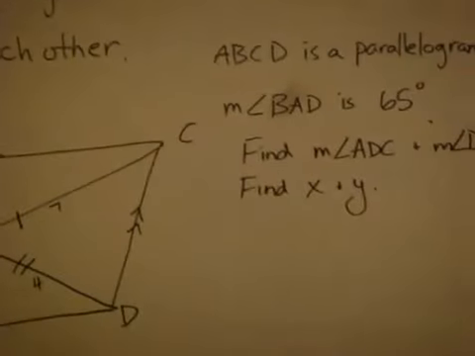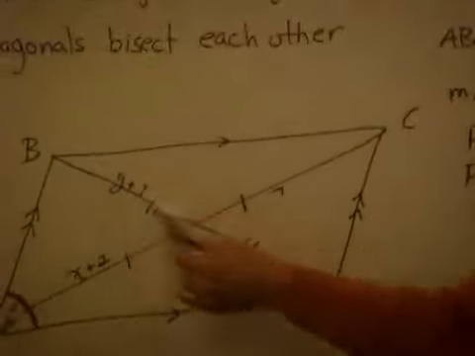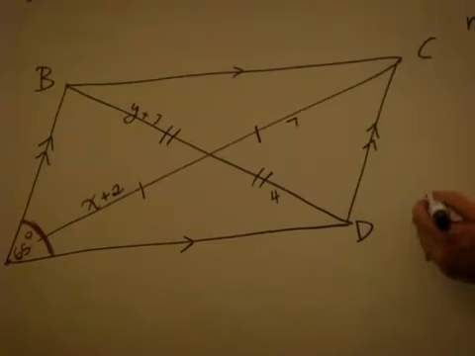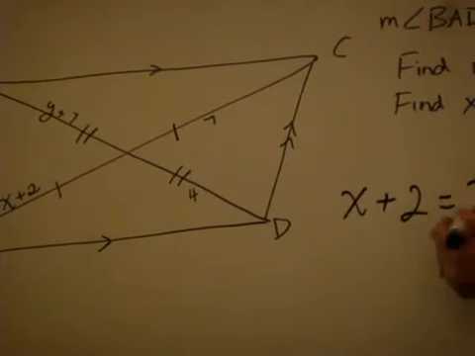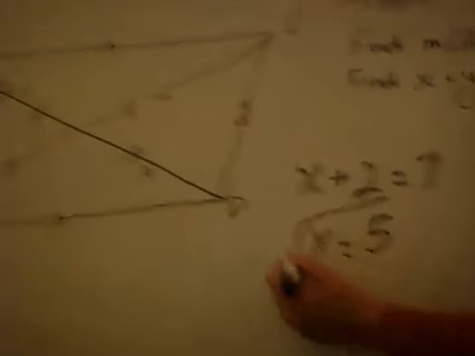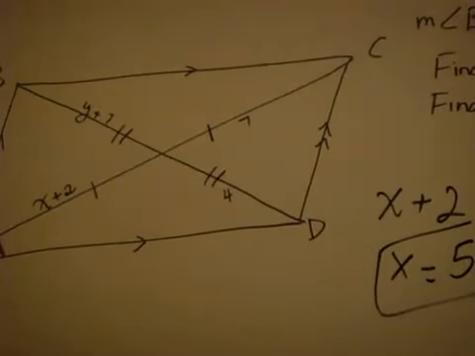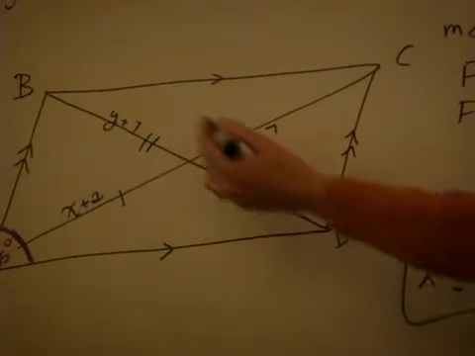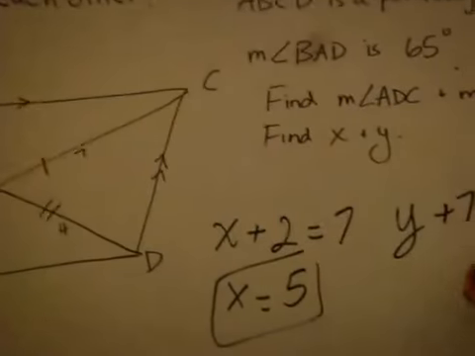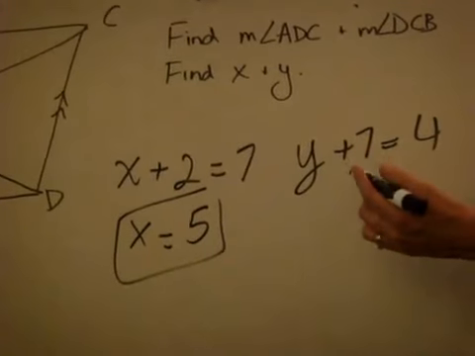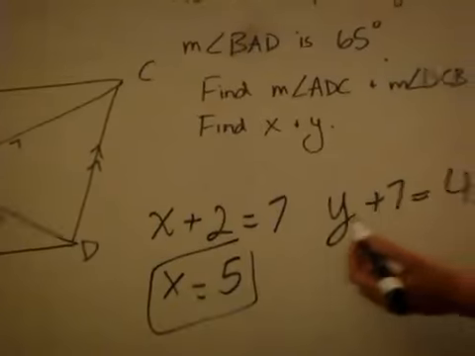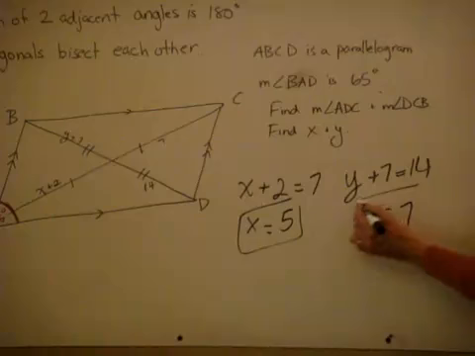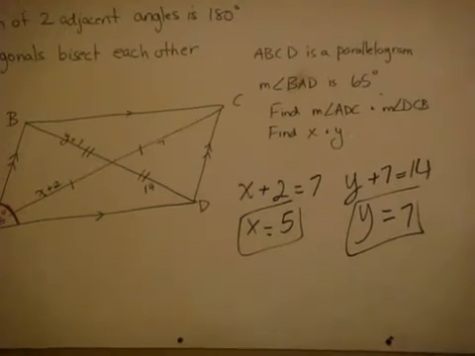Let's find X and Y first because that's really easy. If we know that the diagonals bisect each other, then we know that X plus 2 is equal to 7. So we just write a little equation. X plus 2 is equal to 7, X equals 5. And same thing with the Y. Y plus 7 is equal to 14 because this diagonal bisects a line, so these 2 parts are equal. So Y plus 7 equals 14, so we get Y equals 7. If you get a negative number, it's just a hint that something's wrong.